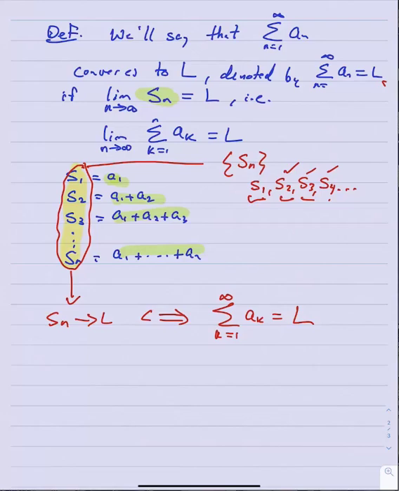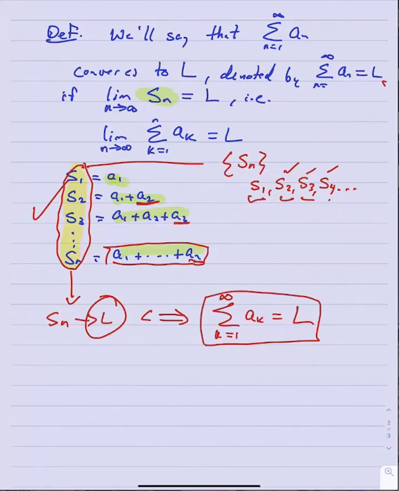Which makes sense, because if I think about this sequence converging, it means that as I add an extra term to my previous partial sum, if I keep doing that over and over again, we're saying if this sum is getting closer and closer to L, then that is our reasonable definition for what it means to say the infinite series converges to that L.